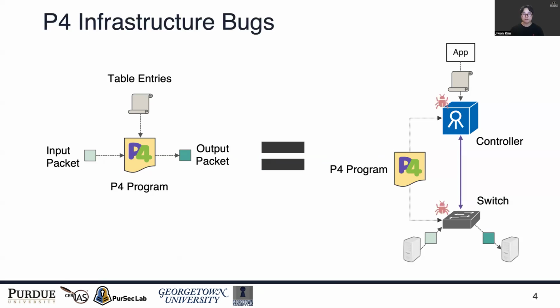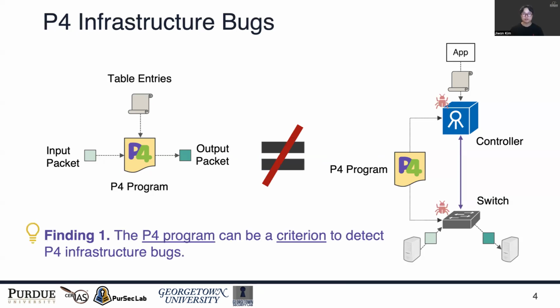However, there could be software bugs within the P4 infrastructure, either controller or switch. In this case, the behavior of P4 infrastructure can differ from that of the P4 program. Therefore, the P4 program can serve as a criterion to detect P4 infrastructure bugs.